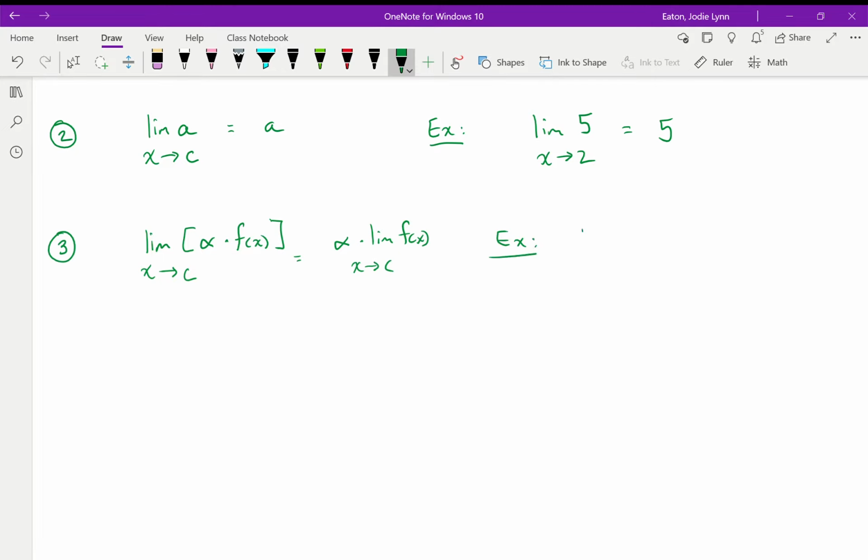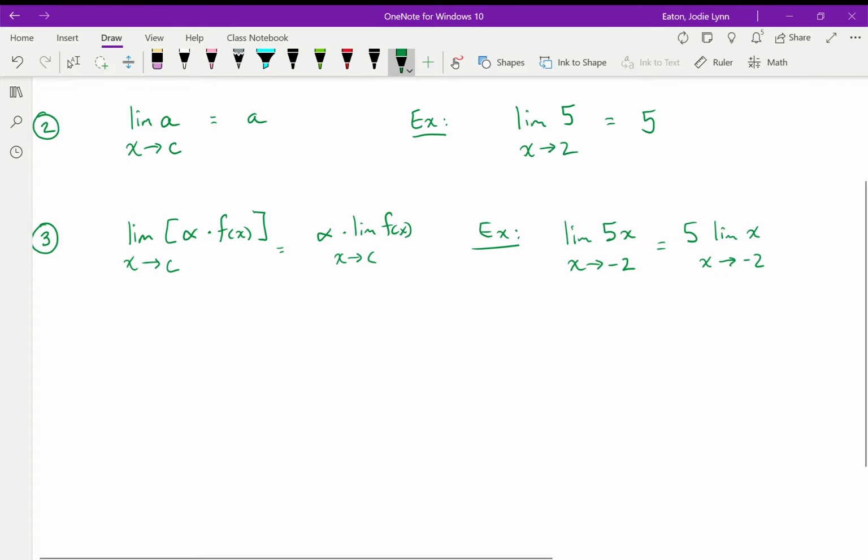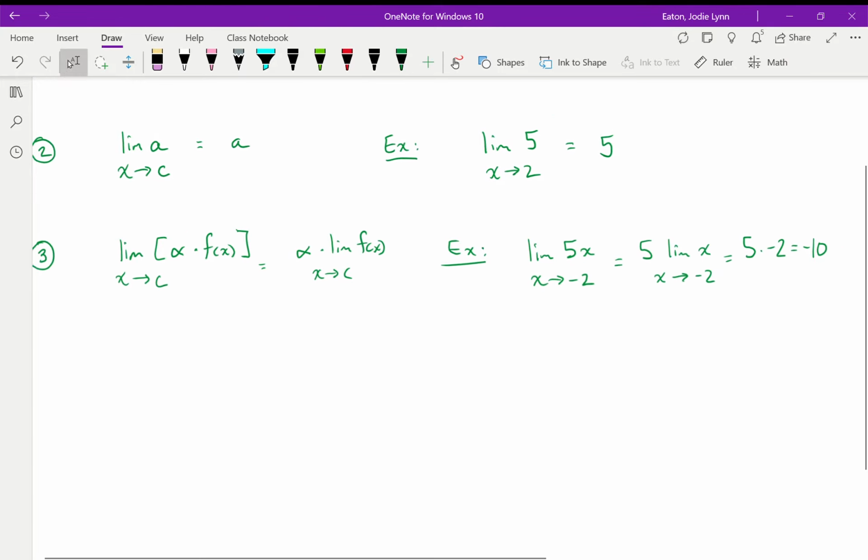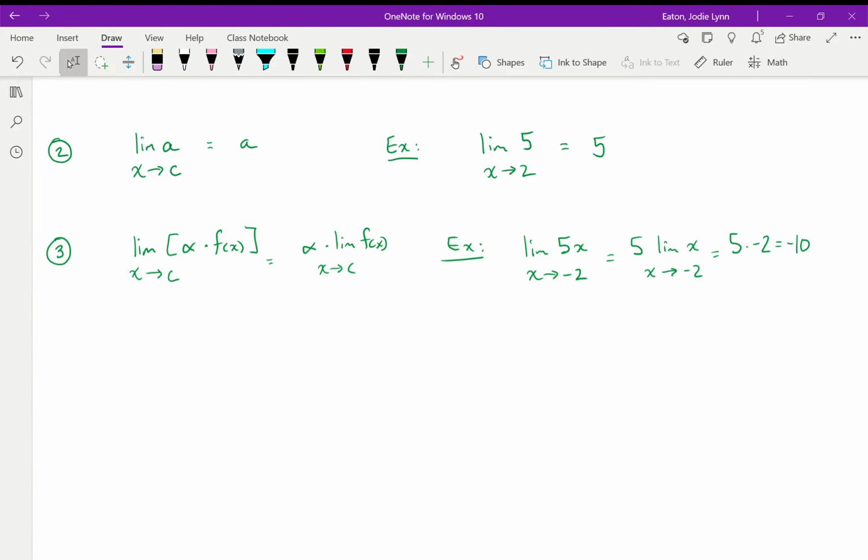So our example here, let's say we have the limit of 5x as x approaches minus 2. That is going to be 5 times the limit of x as x approaches minus 2. The limit of x as x approaches minus 2 is just minus 2. So this is 5 times minus 2, or minus 10. Let's shrink that so you can see the whole way through. All right, so that's with a constant multiplier.